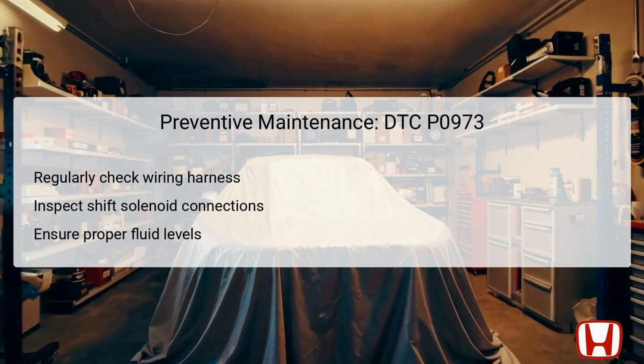Preventive maintenance plays an essential role in avoiding recurrence of DTC P0973 and promoting optimal vehicle function. Regular inspections of the wiring harness connected to the shift solenoid can help prevent issues stemming from wear or exposure to elements that could introduce faults into the electrical circuit. Routine checks of the shift solenoid's physical and electrical connections help to ensure that the component remains robust and functional. Moreover, maintaining proper transmission fluid levels ensures that the system operates efficiently without undue strain that can lead to malfunctions.